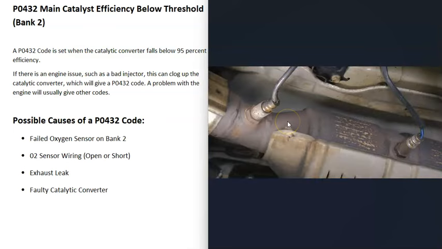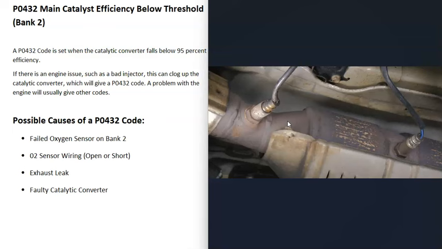Well, basically, there's sensors located on the exhaust and they do two things. The first thing they do is they monitor how much oxygen was burnt off during combustion. And then the computer uses this information to adjust the air-fuel ratio mixture that's going into the cylinders. And then the second thing they do is they monitor the catalytic converter.